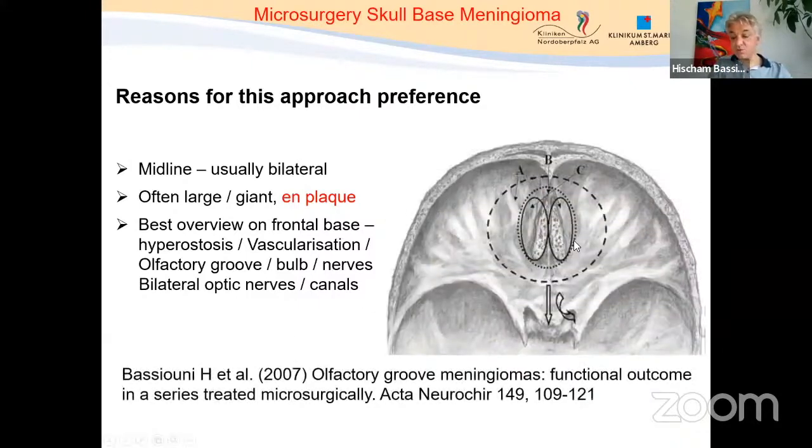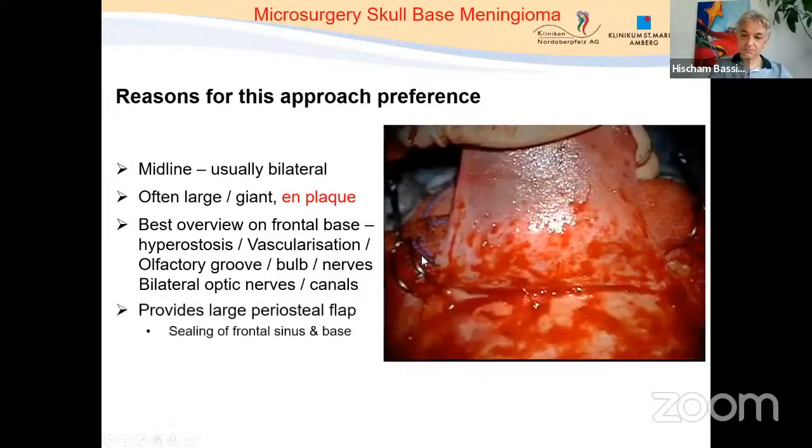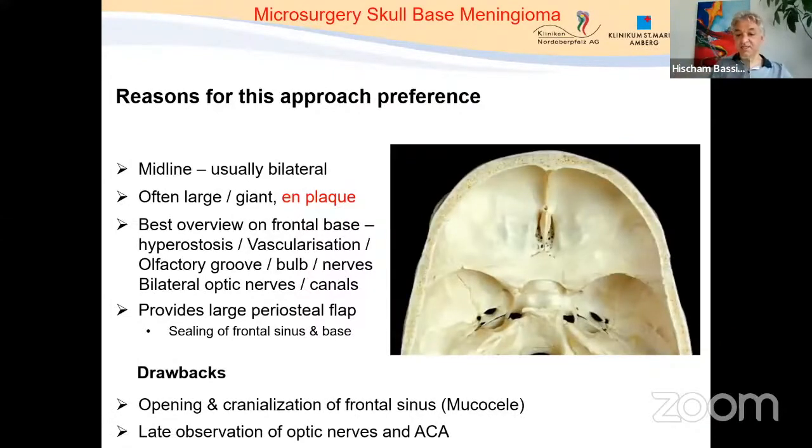And often these tumors, especially when they're growing larger, enter the optic canals. So you have to deal also with tumor parts going into the optic canals. And these parts of the tumors may not be seen on preoperative, even high resolution MRI, but they can be seen intraoperatively and you have to search for them. And of course, this approach provides a large periosteal flap to cover the anterior skull base and to seal any frontal sinus parts to prevent a CSF leak.